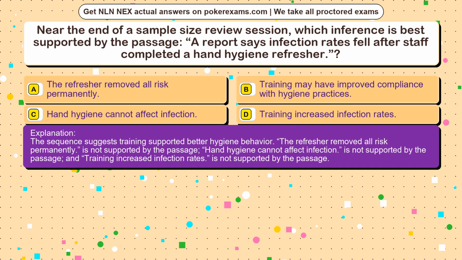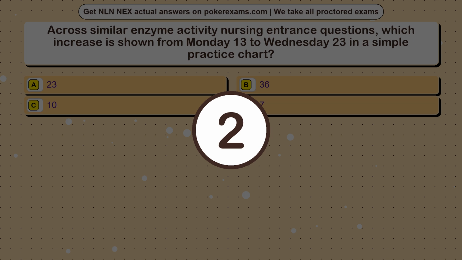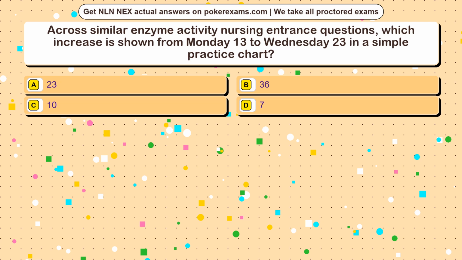the passage. Question 20. Across similar enzyme activity nursing entrance questions, which increase is shown from Monday 13 to Wednesday 23 in a simple practice chart? Option A, 23. Option B, 36. Option C, 10. Option D, 7. The correct answer is option.